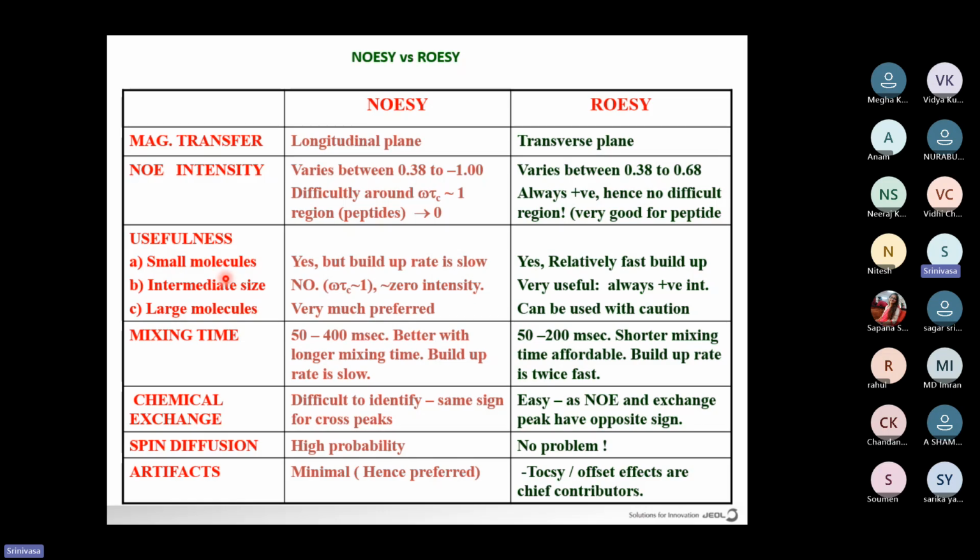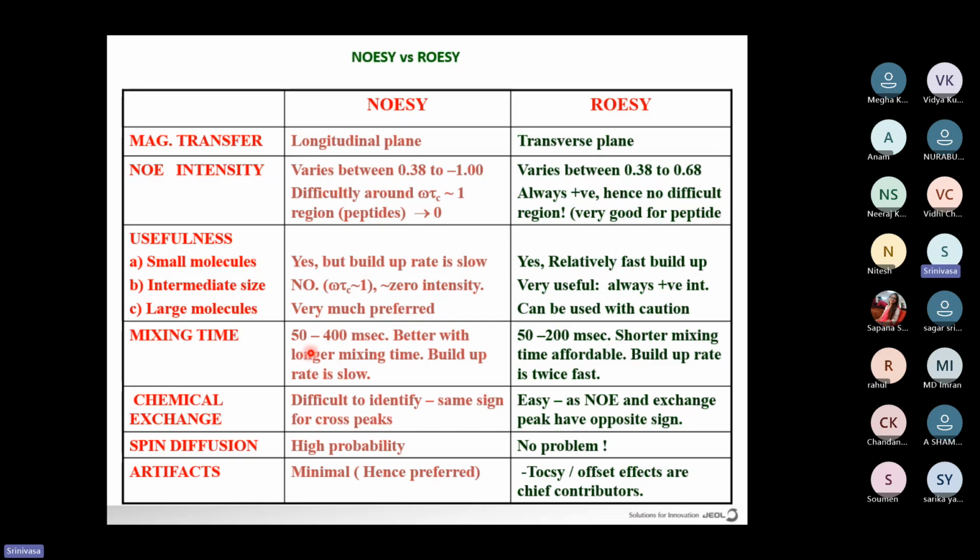NOESY is good for small molecules, but the buildup rate is very slow because of T1 relaxation. For intermediate molecules, you don't get NOE peaks. Just ignore it. Don't try NOESY for medium-sized molecules. The large-sized molecule is a very good NOESY experiment. And ROESY is good for medium-sized molecules. With molecular weight between 800 and 2000, it works well. But for low molecular weight or large size, ROESY is not good.